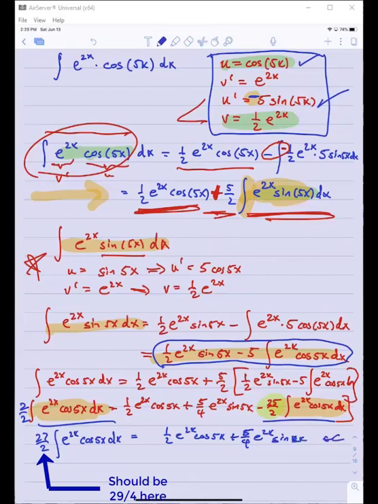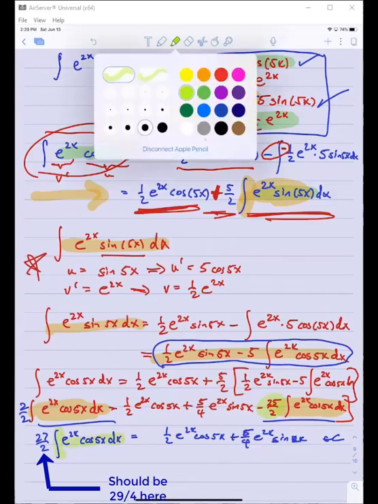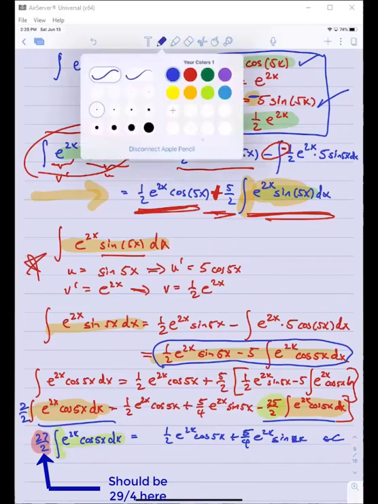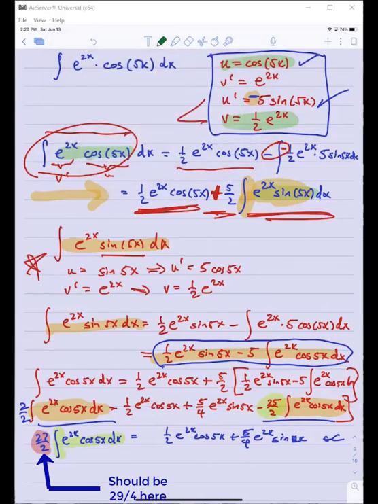Okay, I'm trying to solve for this integral. That means to do that, I need to divide by that number. Okay, notice that that would just be the same as multiplying both sides of that equation by 2 over 27.